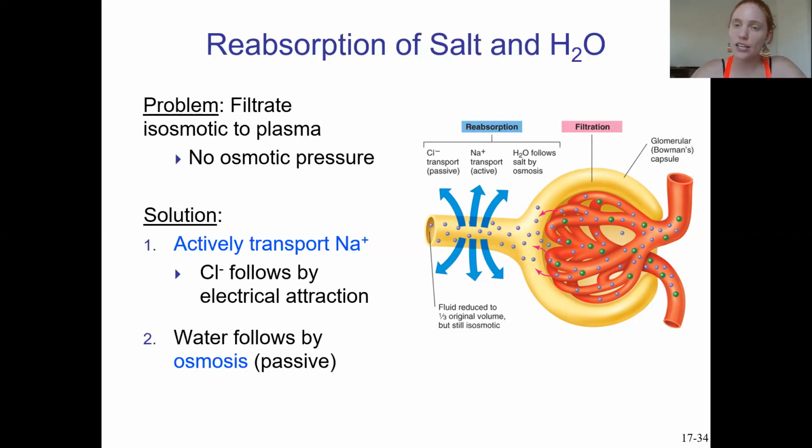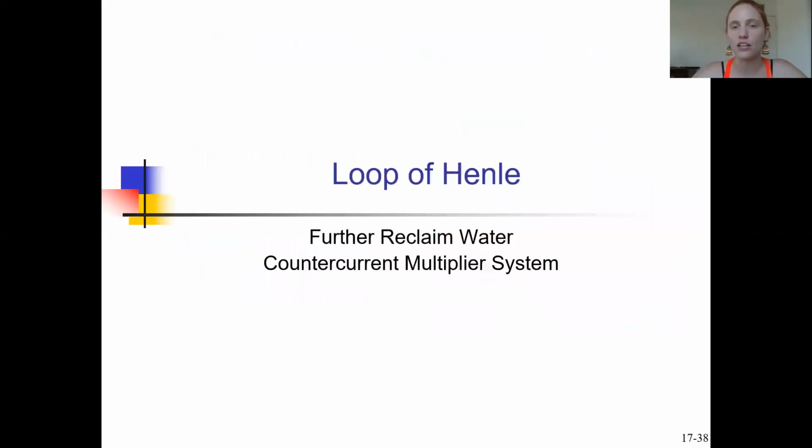So when you're talking about reclaiming water, it uses active pumps to create a concentration gradient that will then draw the water out through a passive process of osmosis. Okay, so the water is going to be drawn out because it's saltier outside of the tube than inside of the tube. And that is the same as for the loop of Henle as well. Okay, so we're not actively pumping water anywhere.